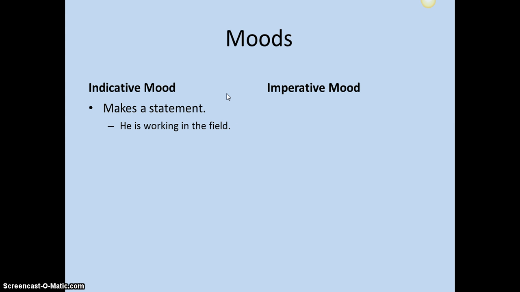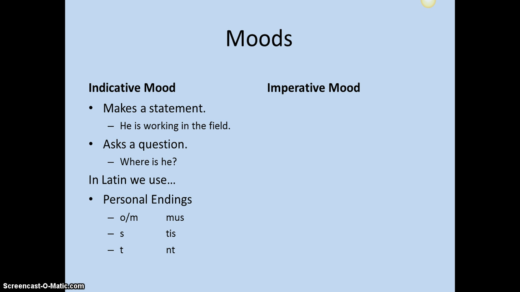The first thing the indicative mood does is make a statement, such as he is working in the field. I am a teacher. You are a student. These are all statements. It doesn't have to be fact. I could say, I am really Superman. It's still in the indicative mood, even though it's false. It also asks questions. So anytime you ask a question, you're technically in the indicative mood.